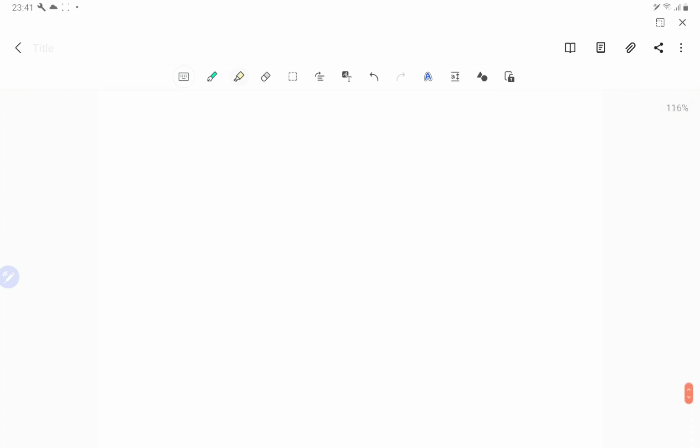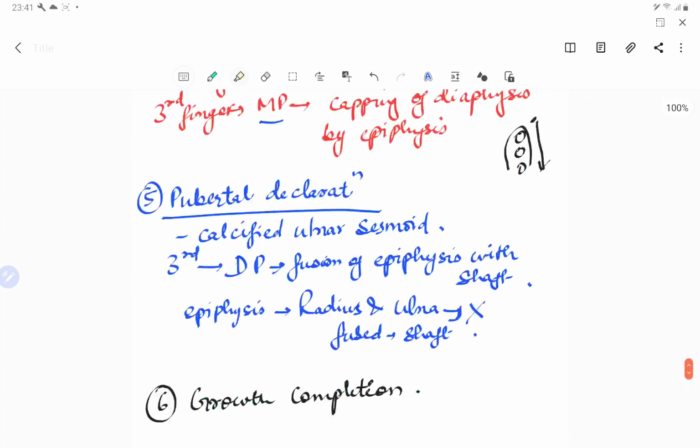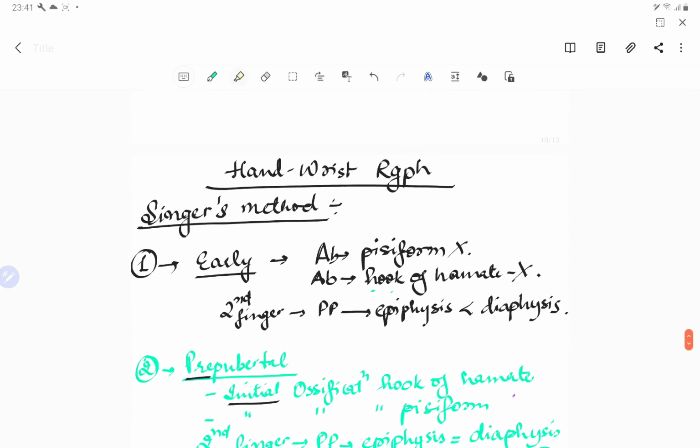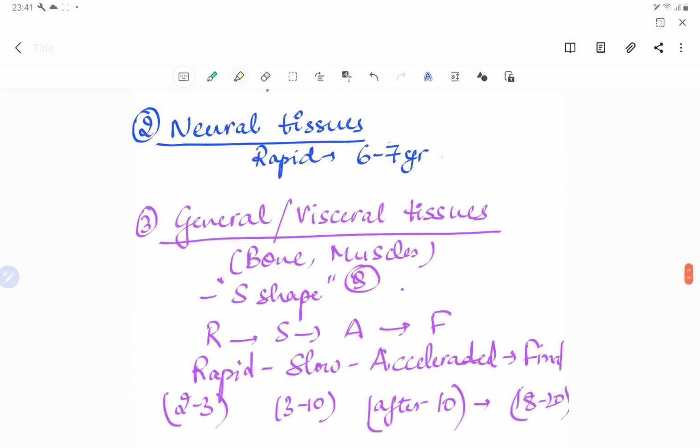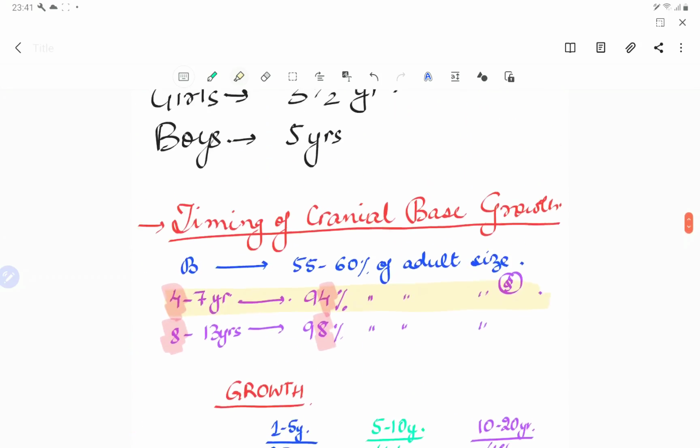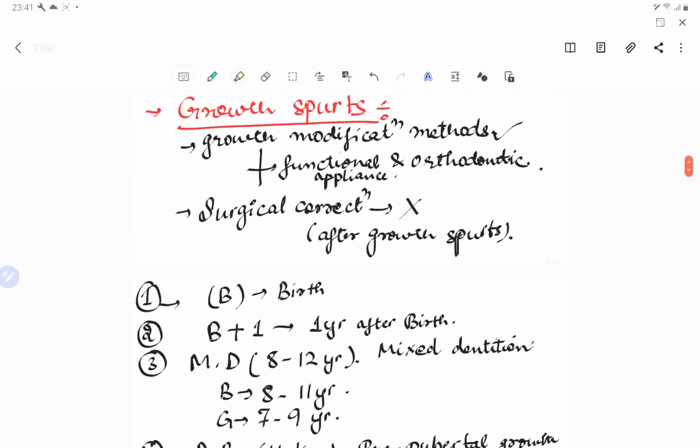So guys, keeping it short, this finishes part 1 of the rapid express revision course for orthodontics, and in the next lecture we are going to talk about growth and development. So prenatal, postnatal growth of maxilla and mandible.